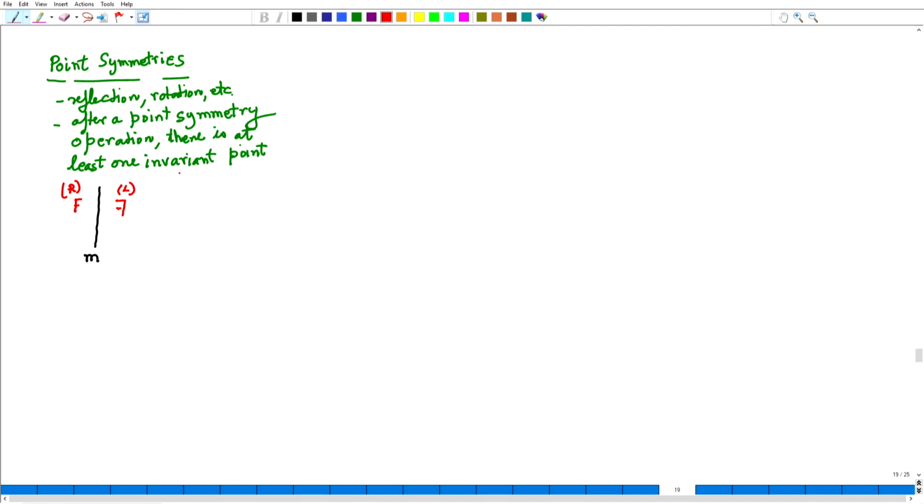So, I can write here that in the mirror line, no point moves, and such points are what are called invariant points. So, for a point symmetry, at least there should be one invariant point. Now, consider the case of rotation.